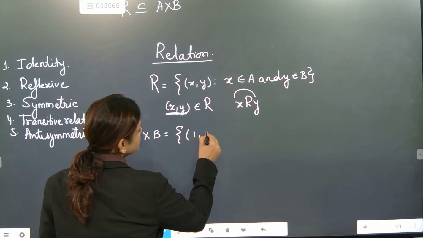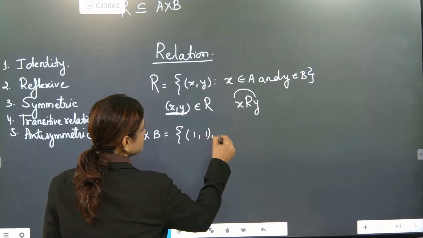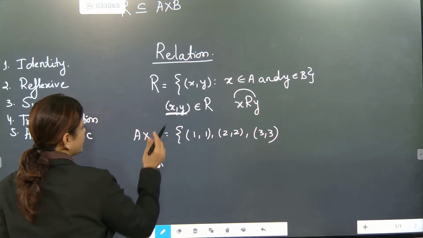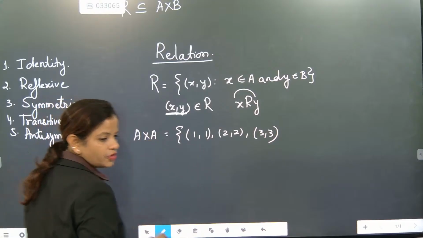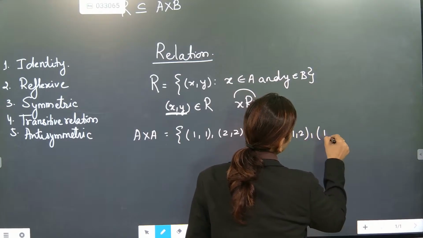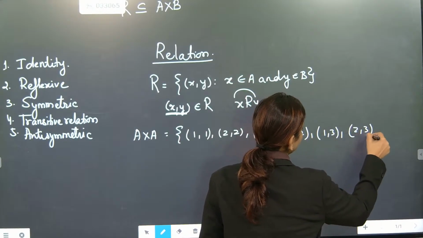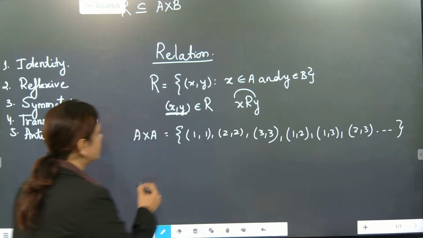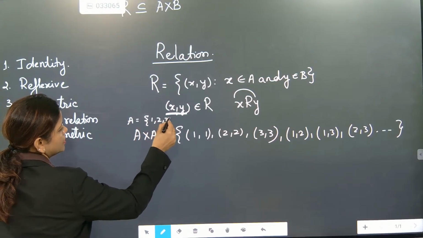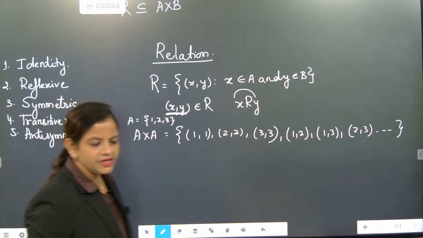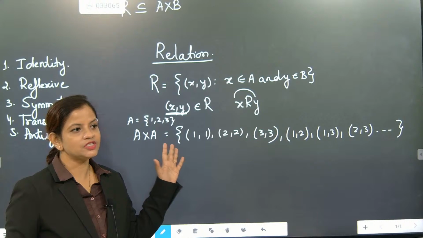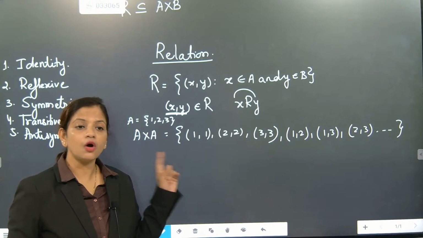So here it is coming as 1 1, 2 2, 3 3. I will write A cross A so that it becomes easier for you: 1 1, 2 2, 3 3, 1 2, 1 3, 2 3. All elements are there because A has 3 elements: 1, 2, 3. So A cross A will have how many elements? 3 into 3, 9 elements.